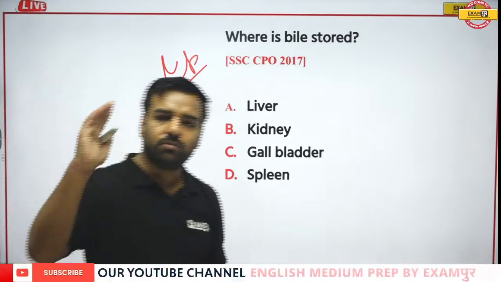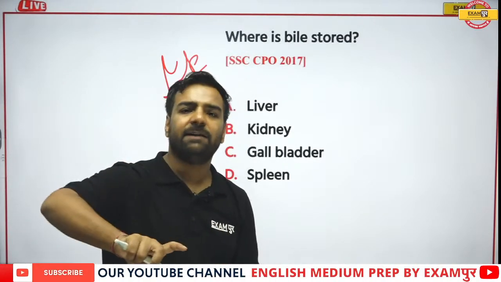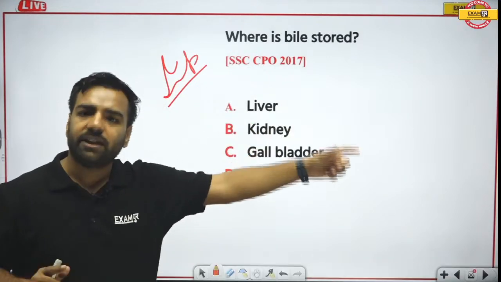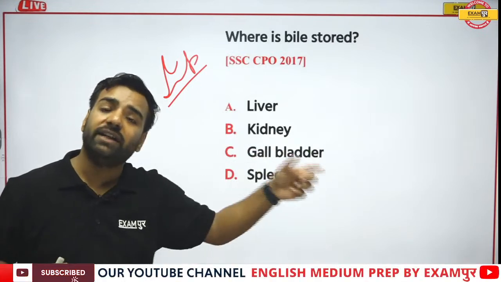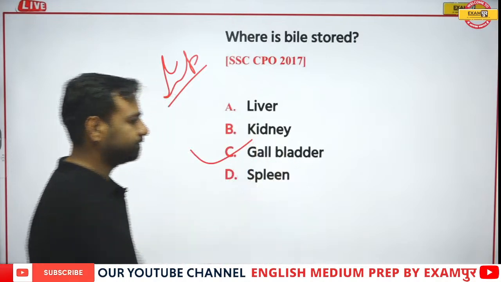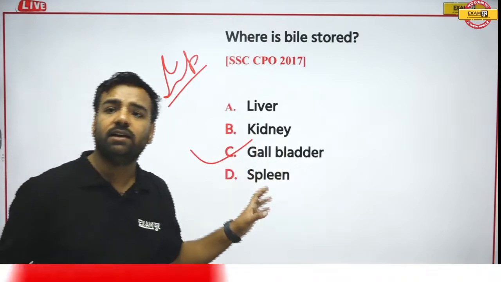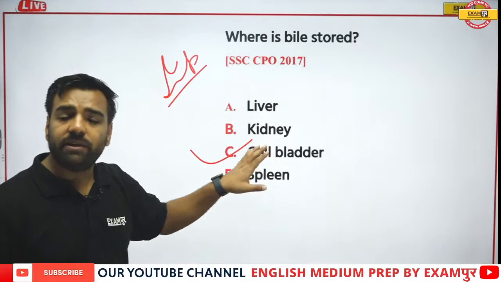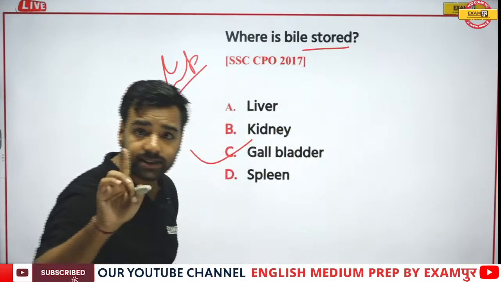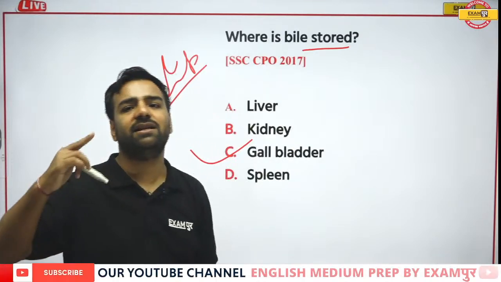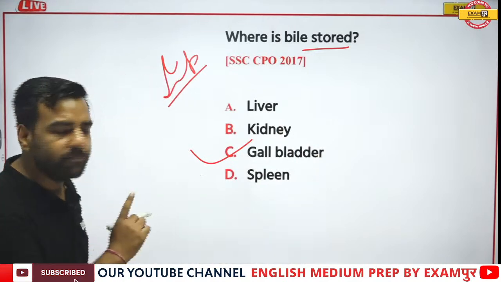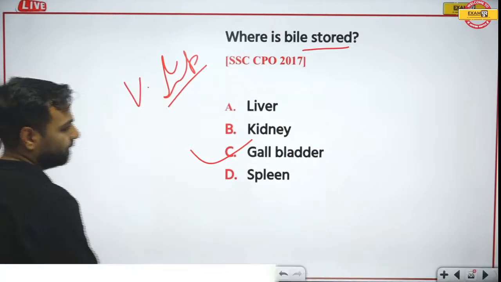Okay. So all of you who have given answer A, please remember, bile juice is secreted from the liver. It is generated in the liver, but its storage is done in the gallbladder. Do not forget, here gallbladder would be the correct answer because we are talking about its storage, not its secretion. Its secretion is done by the liver, but storage is done in the gallbladder. Very important question. Do not forget. Next.